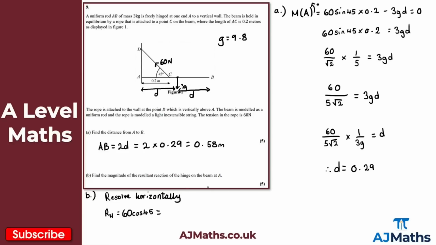So in this case, if I just simplify this, cos 45 is also 1 over the square root of 2. I get 60 over the square root of 2. So there we've resolved horizontally, nice and straightforward. And what we're also going to do now is resolve vertically.